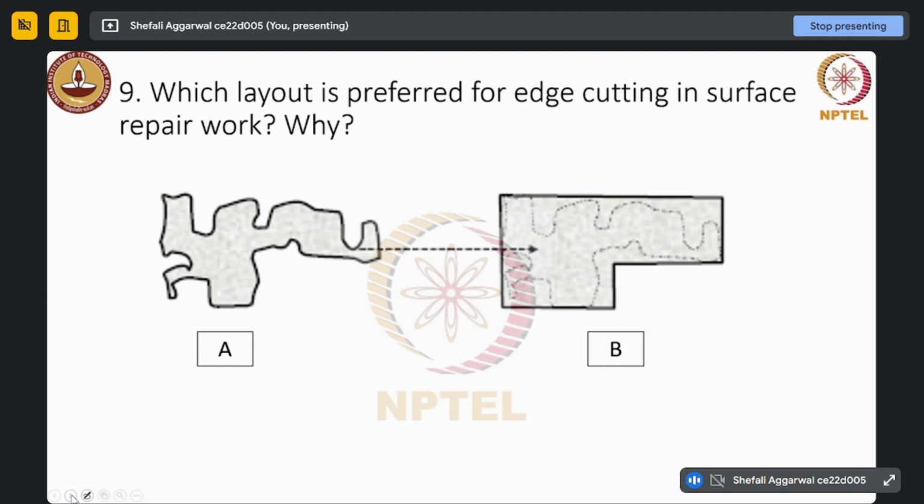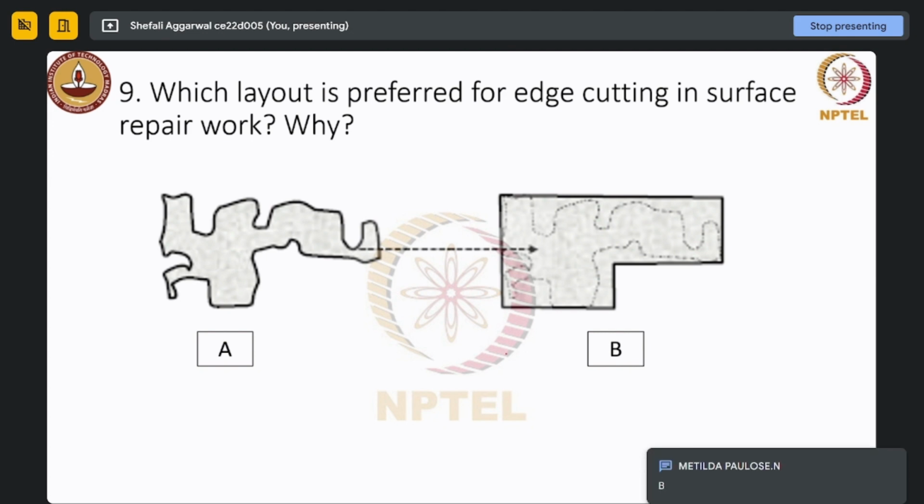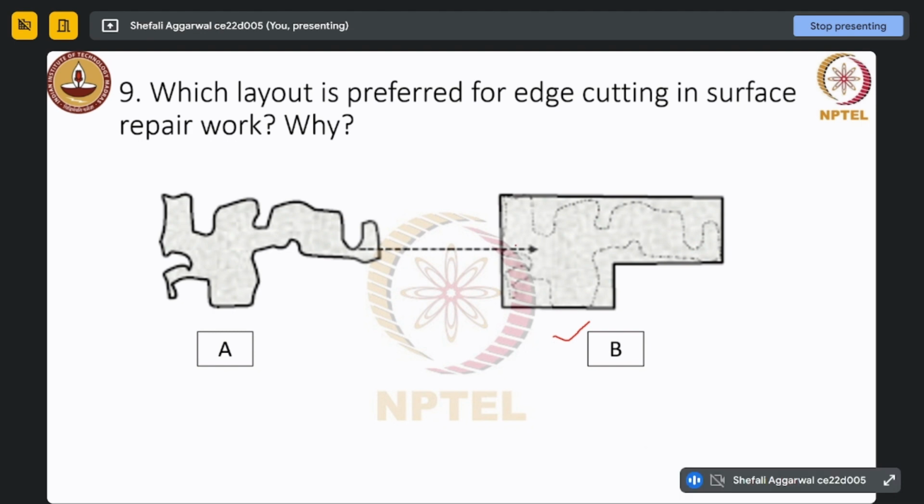Which layout is preferred for edge cutting in surface repair work, A or B? I think we have already seen this question. What do you think? Which type of layout will be preferred? I think B will be. B we will prefer. Why? We are reducing the perimeter and we are giving definite edges.